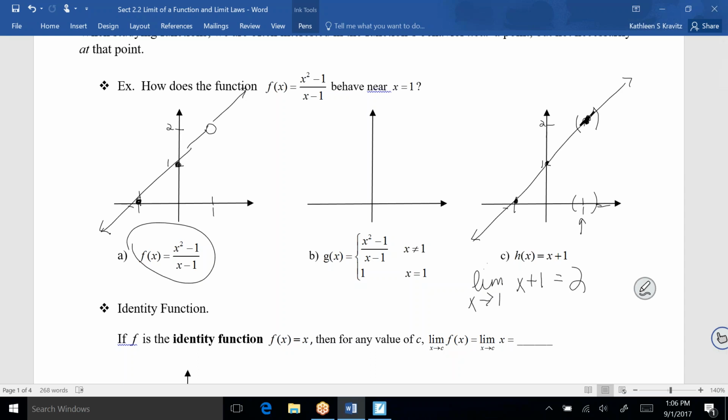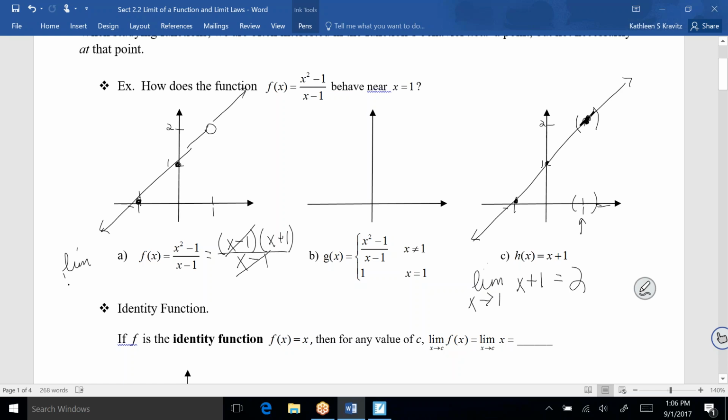And we can see that by factoring this function as well. x squared minus 1 factors as x minus 1 times x plus 1, divided by x minus 1. And if we cancel those x minus 1 factors, we're left with x plus 1, which is that same function that we had before. We just can't fill that circle in at 1, 2 because the original function is still undefined at 1.